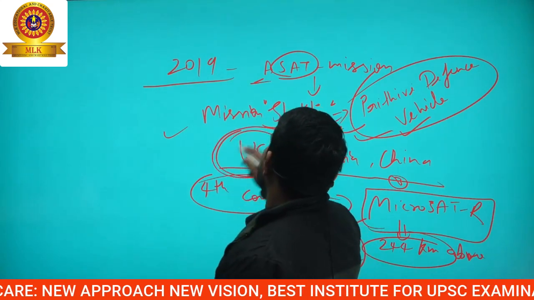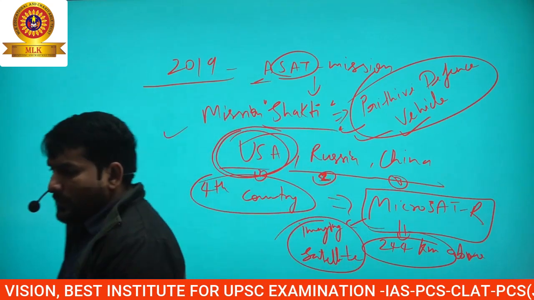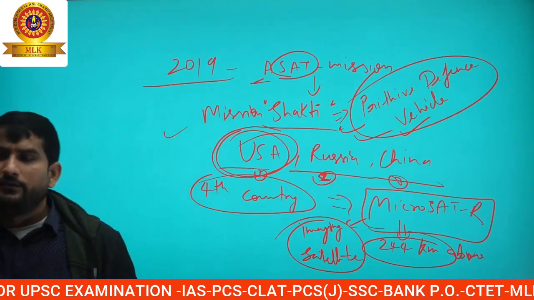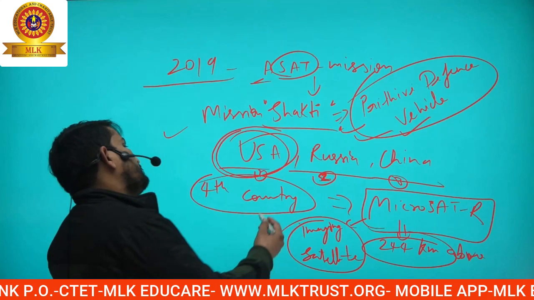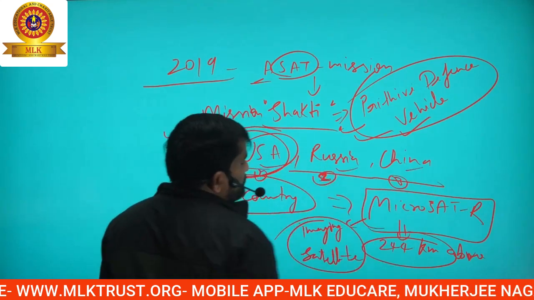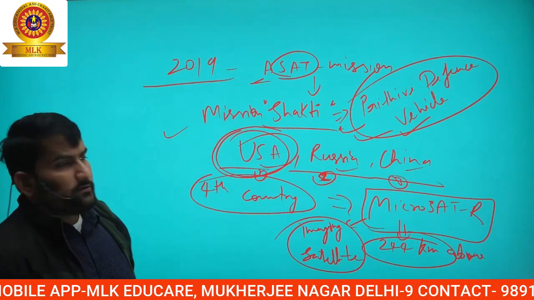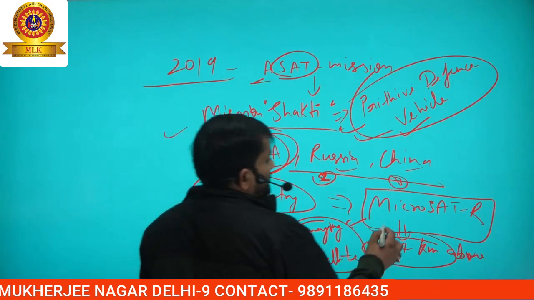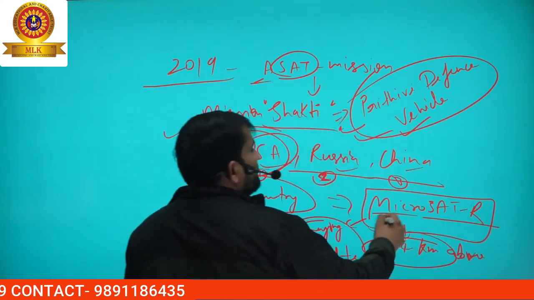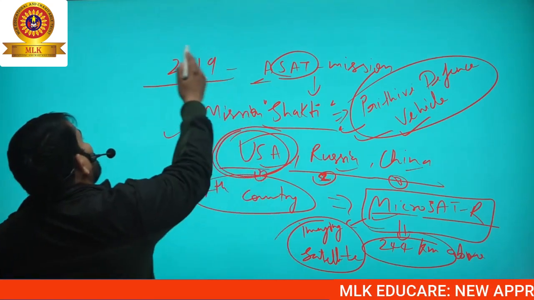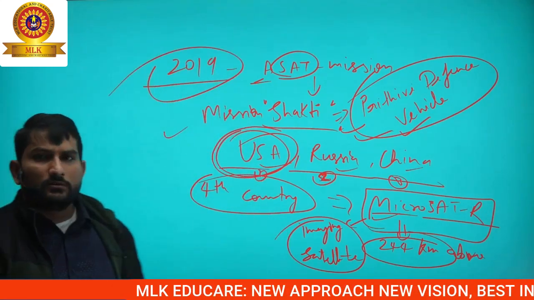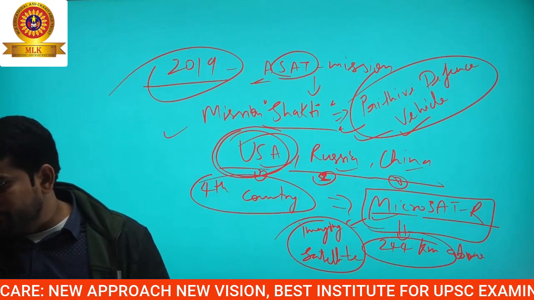Someone asked whether before India any country had anti-satellite capability. So here are three countries: USA, Russia and China. Which satellite was destroyed under Mission Shakti? Microsat-R, when Mission Shakti was done in the year 2019. Clear? Okay.